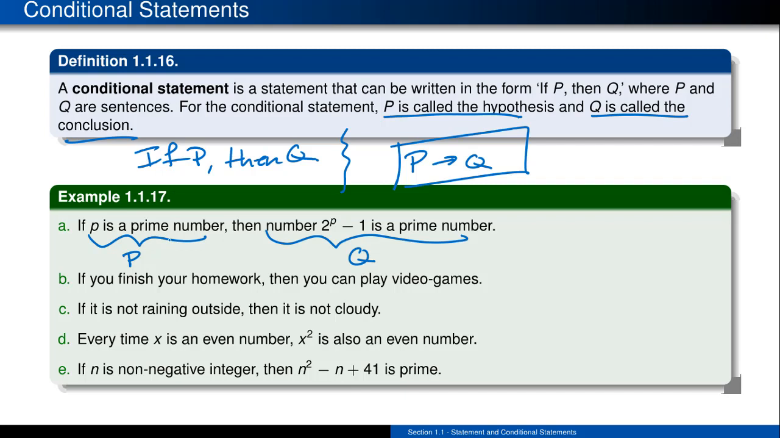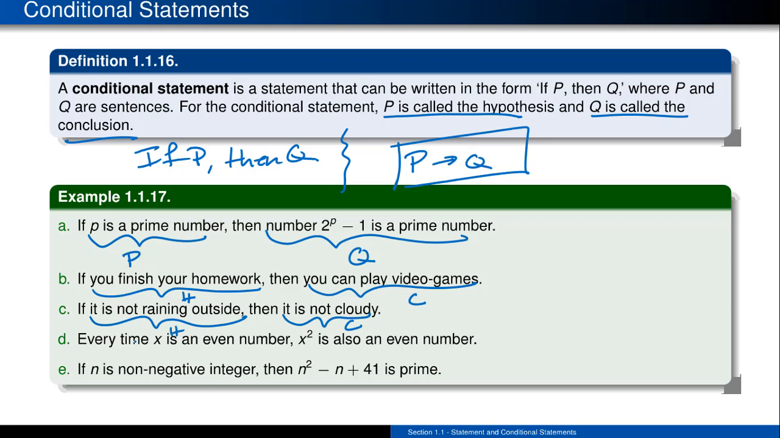Likewise, you can see that there's a whole other bunch of these things. You're going to have this idea that if you finish your homework, that's going to become your hypothesis. The idea is that then you can play video games, that becomes your conclusion. If it's not raining outside, that's my hypothesis. Then it's not cloudy, that's going to become my conclusion. The idea is that sometimes we can phrase these things slightly differently.